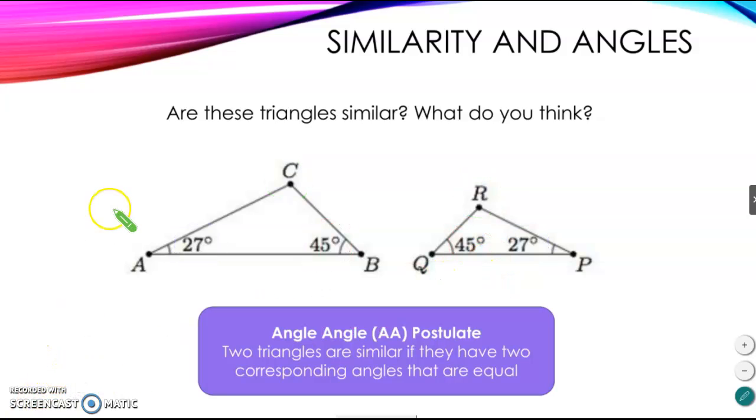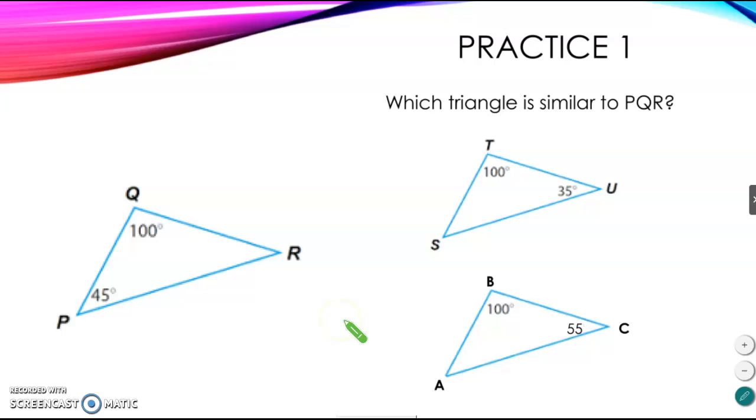But to make things a little bit easier for ourselves, we don't have to actually know that all 3 angles of a triangle are the same to prove that they're similar to each other. We actually only need to know that 2 of them are, because if we know that these 2 corresponding angles are the same, then we can conclude that the third one should be the same too. And this is called the angle-angle postulate. 2 triangles are similar if they have 2 corresponding angles that are equal in size. So let's use that postulate to practice this example here.